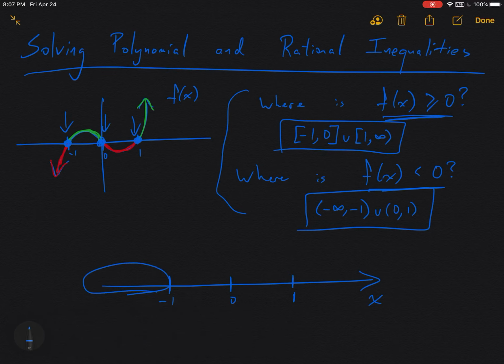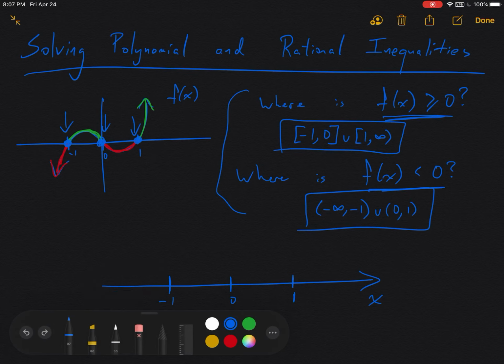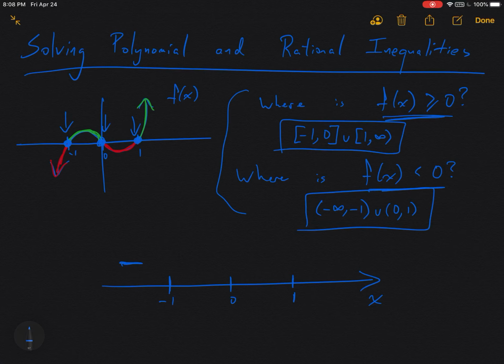Notice that if we look on this left interval here, then the sign for f of x is always going to be negative. But if I look between -1 and 0, there f is positive. Then the sign changes to negative again, and then the sign changes to positive again. This is what's called a sign chart for f of x.